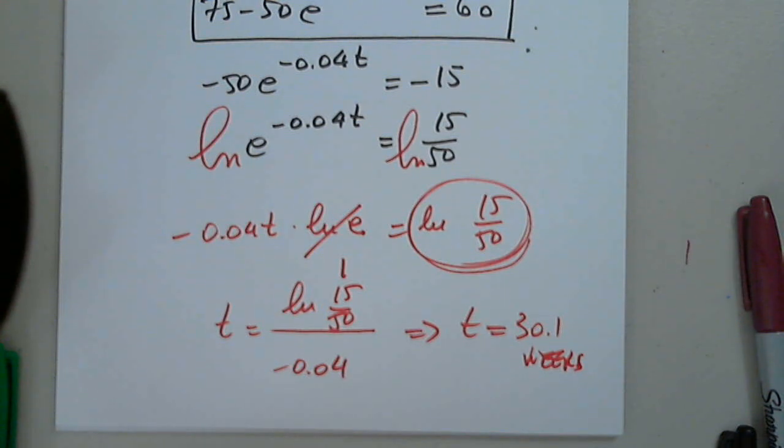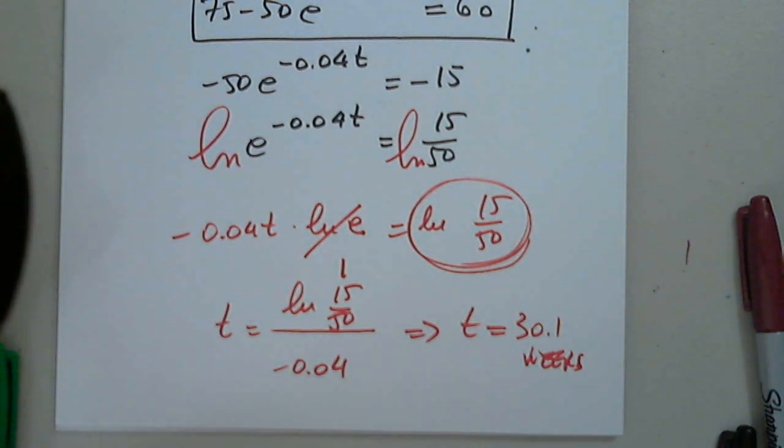What if you say, show me that this is correct? Very good. If you say that, I have 75 minus 50 times E, parentheses, negative 0.04 times the previous answer. I want the calculator to take the whole thing, not the approximation. I don't want to truncate this number. When I click enter, the answer has to be 60. If when I click enter, the answer is not 60, I will have to go back to the drawing board. I have a terrible mistake somewhere.